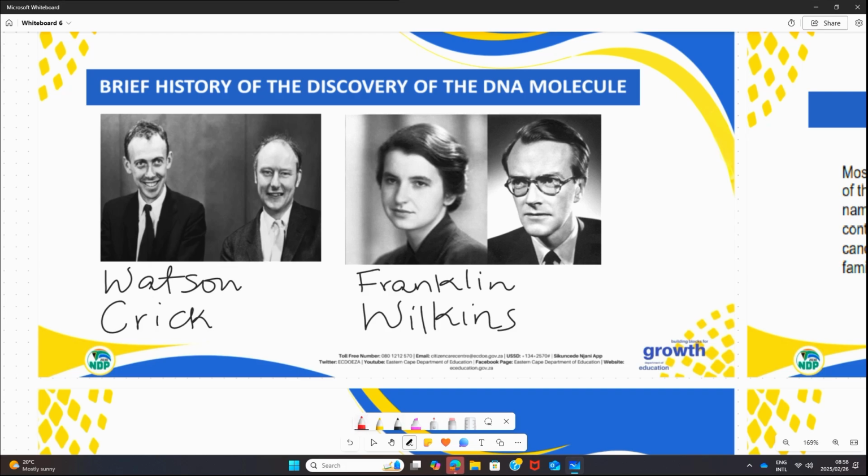So Rosalind was working with Wilkins in trying to discover the structure of the DNA, but Wilkins took the pictures and showed them to Watson and Crick, and they had that aha moment where they could now say, oh, this molecule actually looks like this, and then they proposed that 3-dimensional structure of the DNA. They were all involved in the discovery of the DNA molecule, but they have different inputs in that.